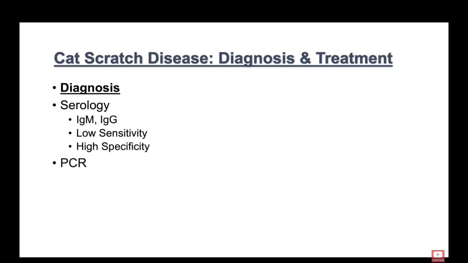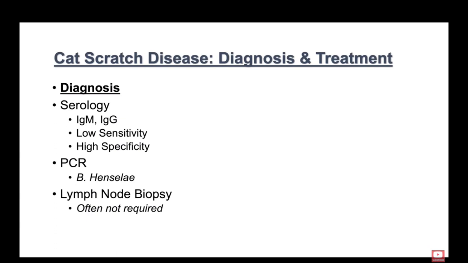PCR can also be performed to look at DNA or genetics involving B. henselae. Lymph node biopsy can also be performed, although this is generally not required, because if we can see the history and get good serology and a possible PCR, we may be able to make the diagnosis.